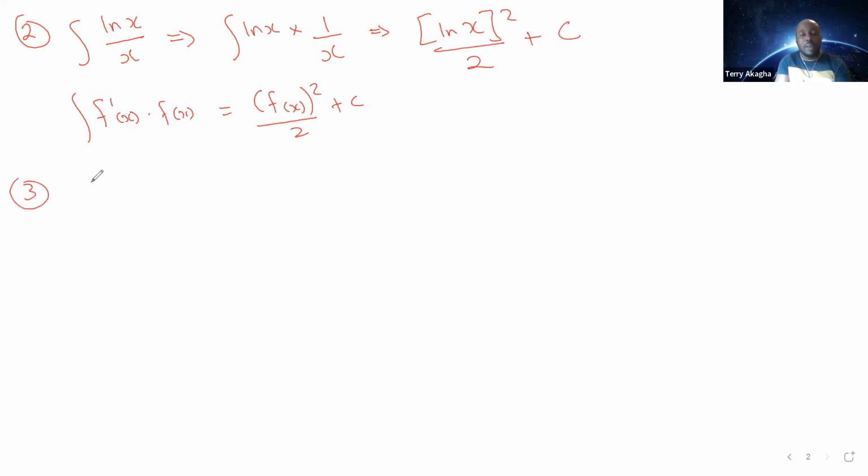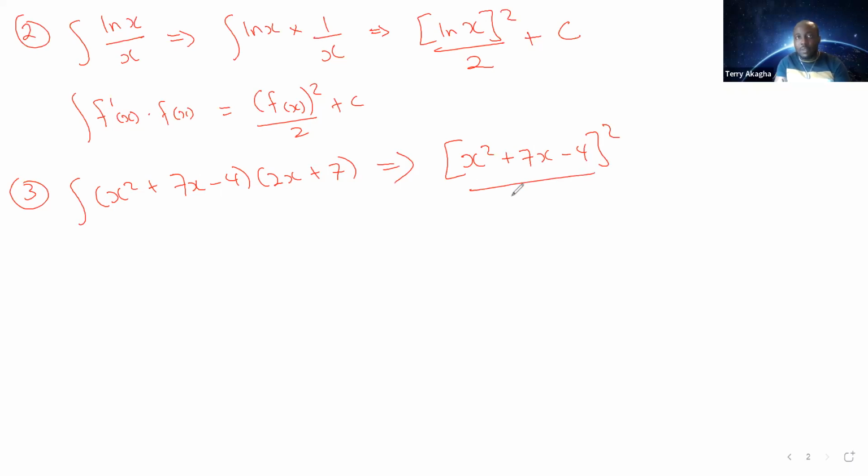Let's pick another one. Let's say we're integrating x squared plus 7x minus 4 multiplied by 2x plus 7. You can see when you differentiate x squared plus 7x minus 4, it's going to give you 2x plus 7. So therefore, I can bring the function here, and that will be x squared plus 7x minus 4, all squared, divided by 2 plus c.